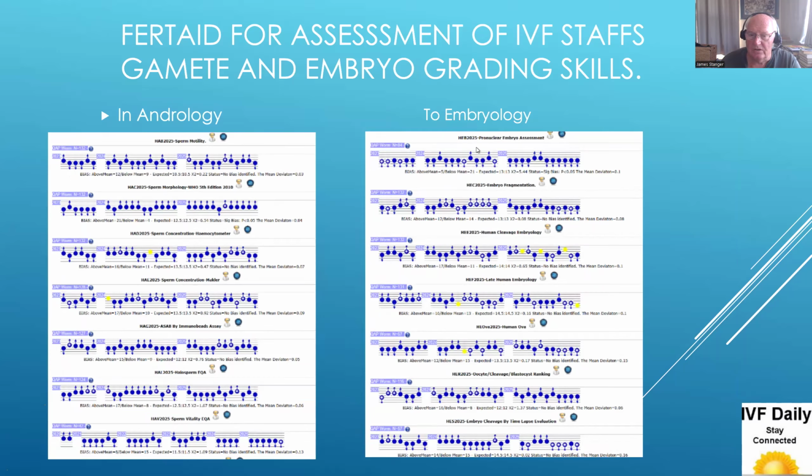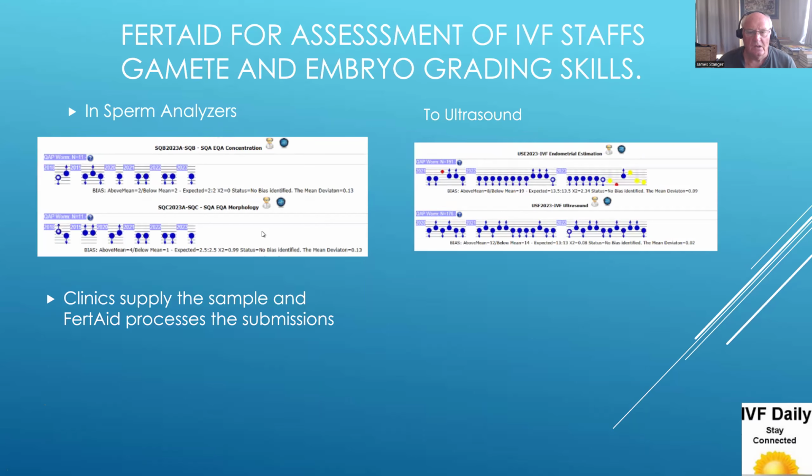In embryology, there's a scheme for assessing pronuclear stages, embryo fragmentation, early cleavage, late cleavage, human oocytes, and then you can rank embryos in order of preference, both in static images or in time lapse. There are also some schemes I've written for estimating endometrial thickness in ultrasound, but there are some limitations there on embryo image quality.